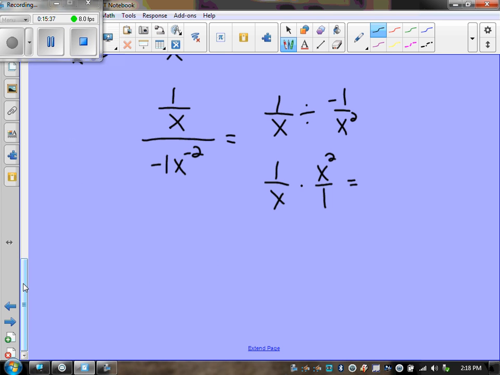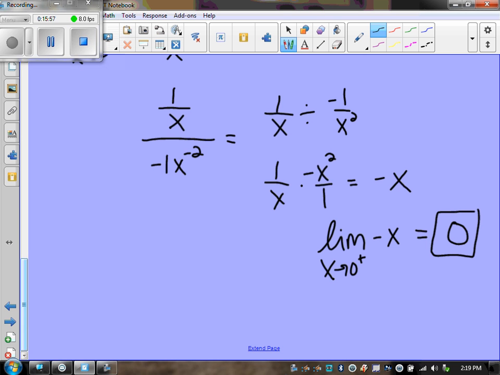So what ends up happening? Did I miss a negative there? There it is. I end up reducing my x's and I end up getting negative x, right? But I still have to do my limit as x approaches 0 from the right. So what is the limit as x approaches 0 from the right of negative x? Would you look at that? We get another 0. Okay?